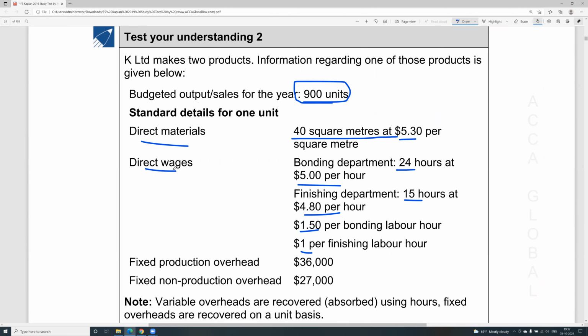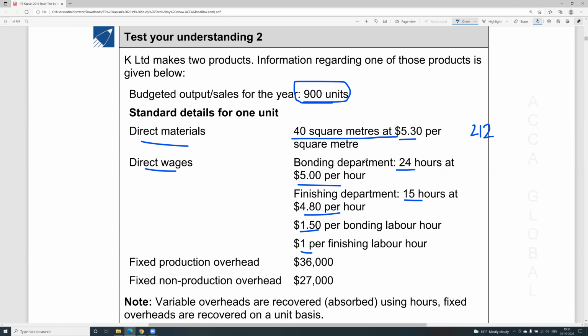Now, what we need to do is find it out for one unit. You see 40 square meters at 5.3 per square meter. So what is it per unit? It will be 40 into 5.3. What is 40 into 5.3? I hope you guys have a calculator. 40 into 5.3, $212 for the direct material of one unit.